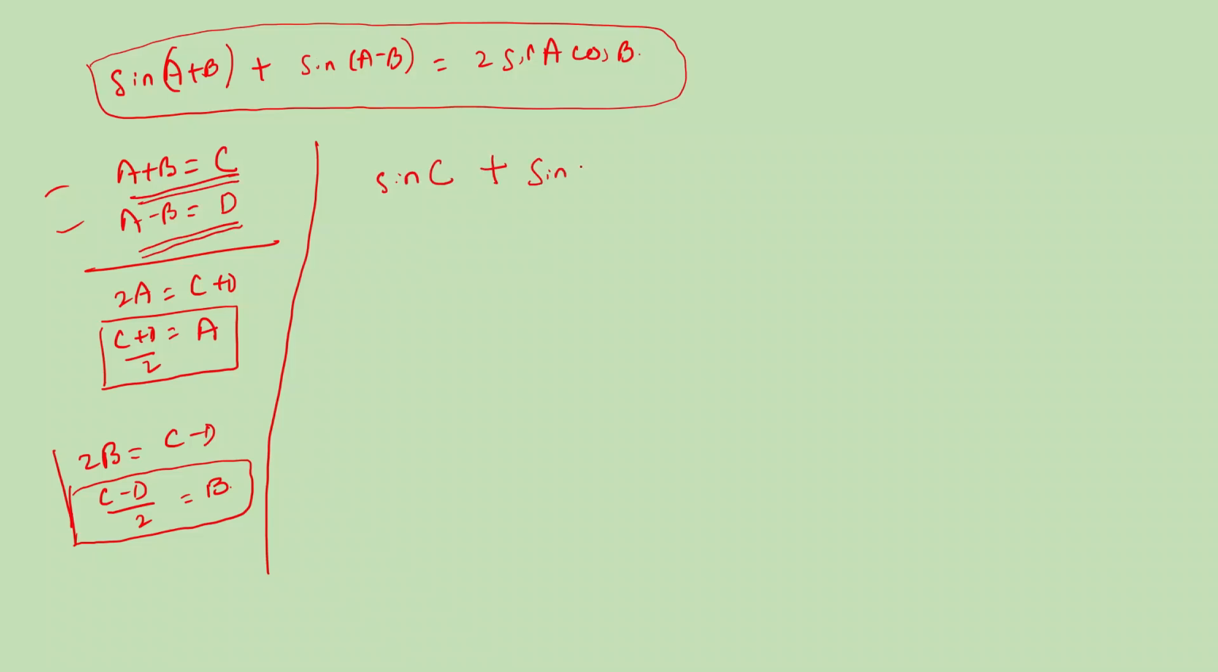So it's sine D is equal to 2 sine. In place of A, I can write down C plus D by 2 because we have just derived it. So it's C plus D by 2, and in place of B, I can write down C minus D by 2. So see how we are deriving one formula from the other in a sequential manner.